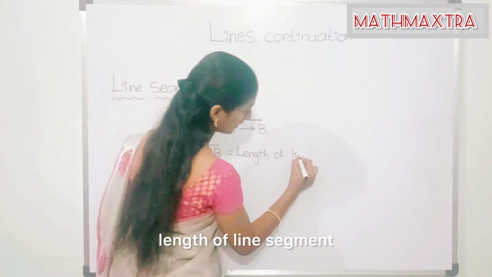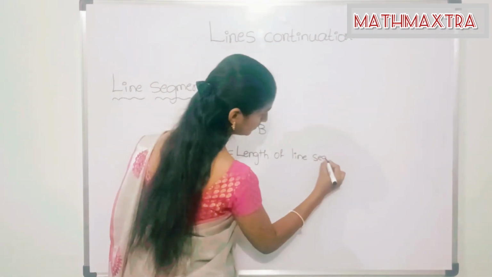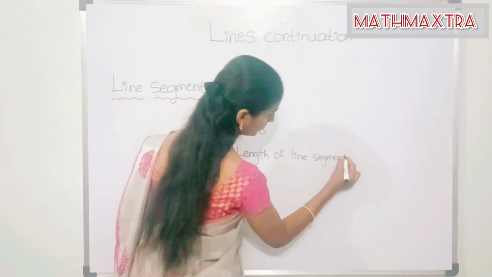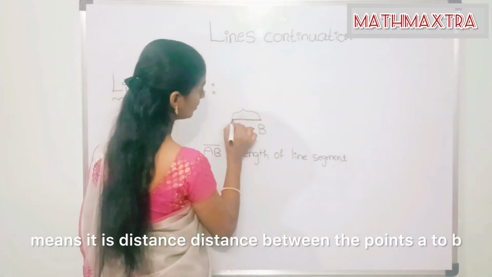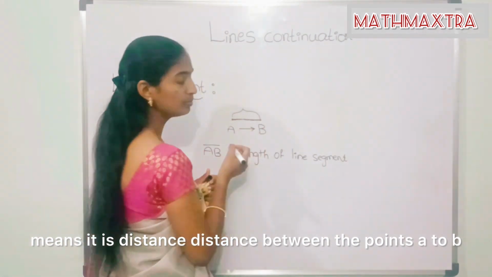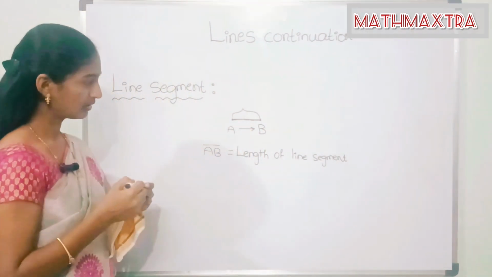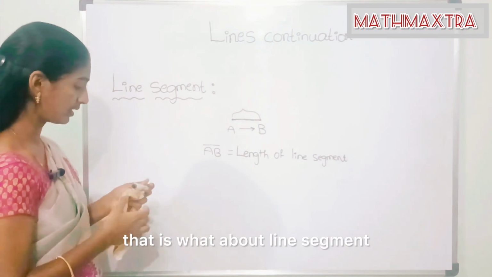Length of a line segment means the distance between the points A to B. Okay, that is about line segment.